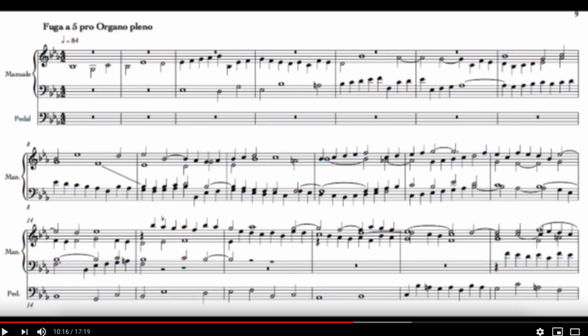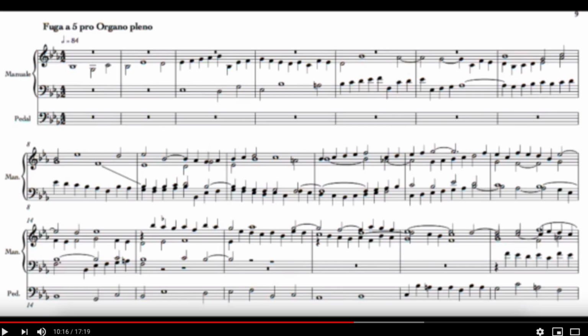So when we have a double fugue or a triple fugue, typically how it works is you get one subject at the beginning, and then in a later part of the piece you get another subject. So you don't get them both at the same time. Same thing with a triple fugue.